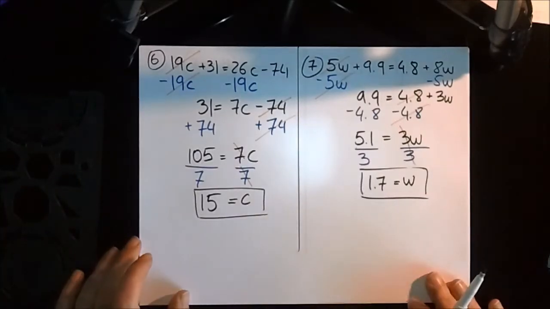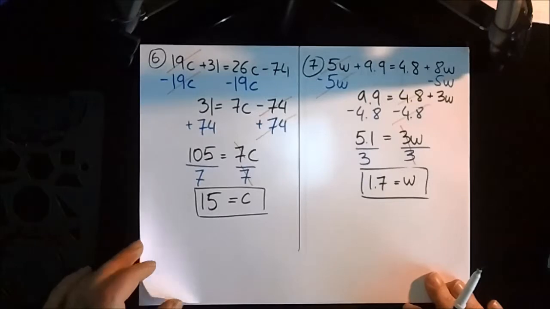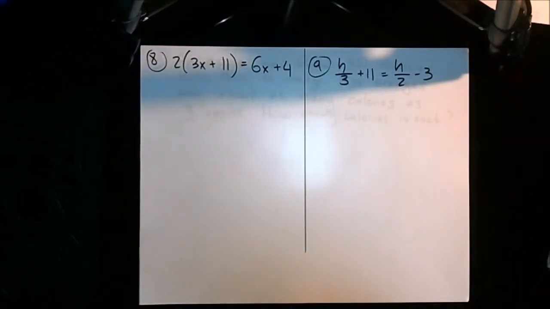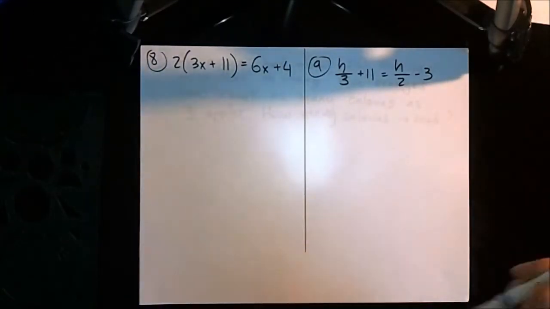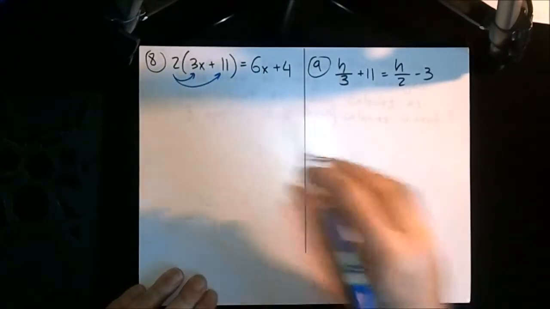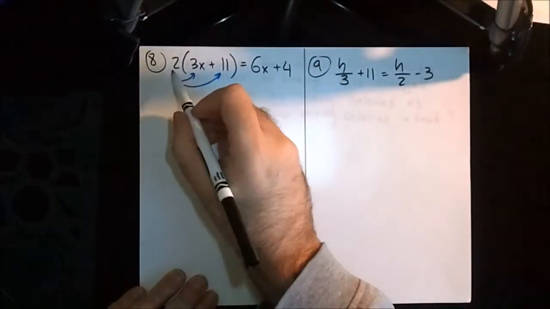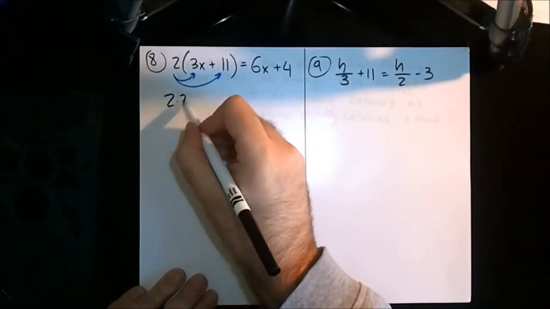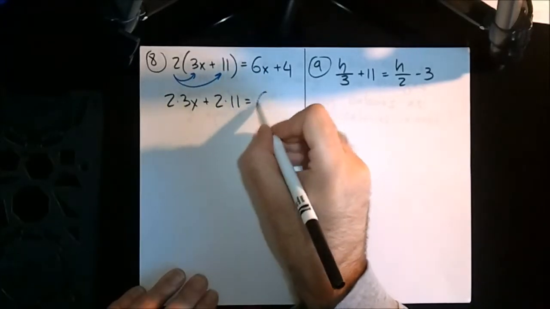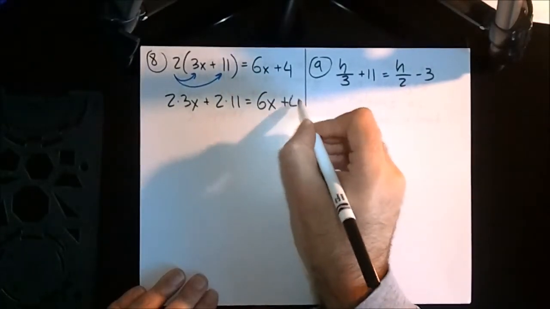Alright, moving on to number 8. We're almost done here. 3 more to go. Alright, number 8, we have a problem that's very similar to number 5, so this shouldn't be too bad at all. The first thing I'm going to do is I want to break up this parenthesis because there's nothing that I can do inside, which gets me 2 times 3x plus 2 times 11 equals 6x plus 4. Alright.